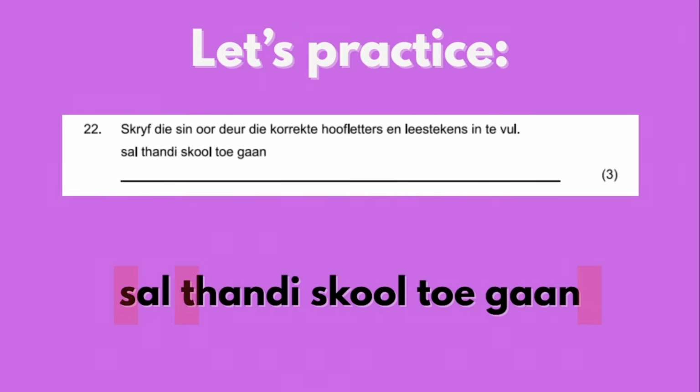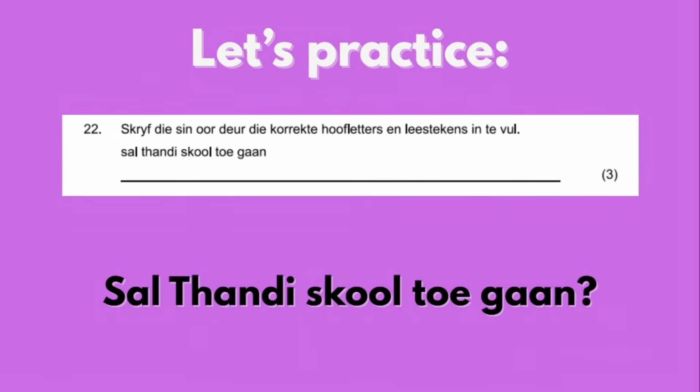Okay, so all 3 those things, you will see that that's what you need to fix, and this is the correct answer. Sal Tandi school to gaan. There are your 3 marks. There's your 10%. Now, instead of 40%, you have 50%, or instead of 70%, you have 80%. It makes a huge difference.